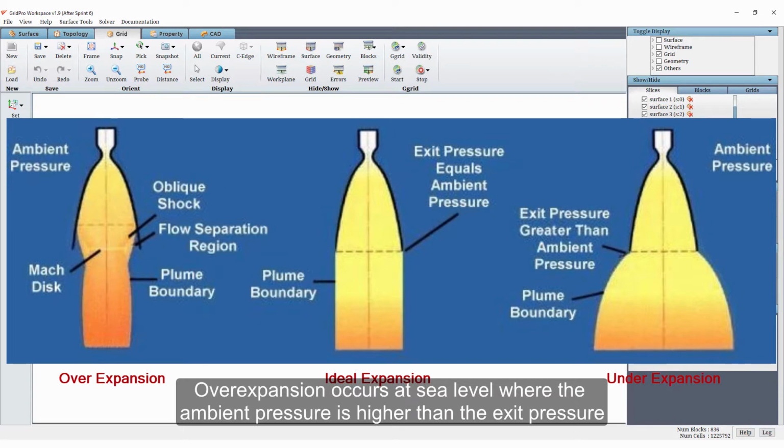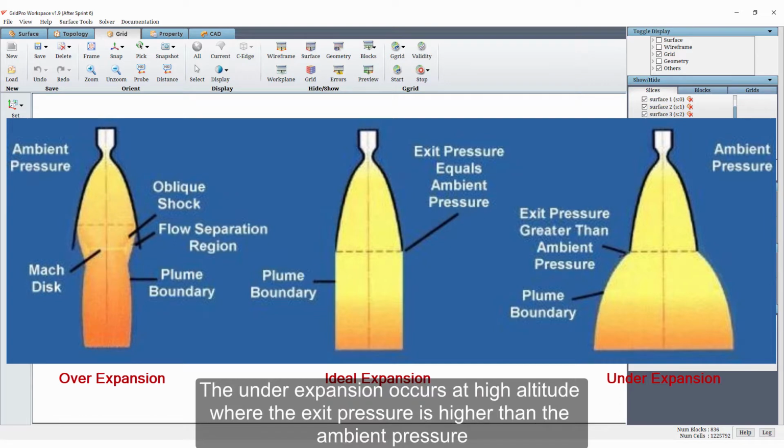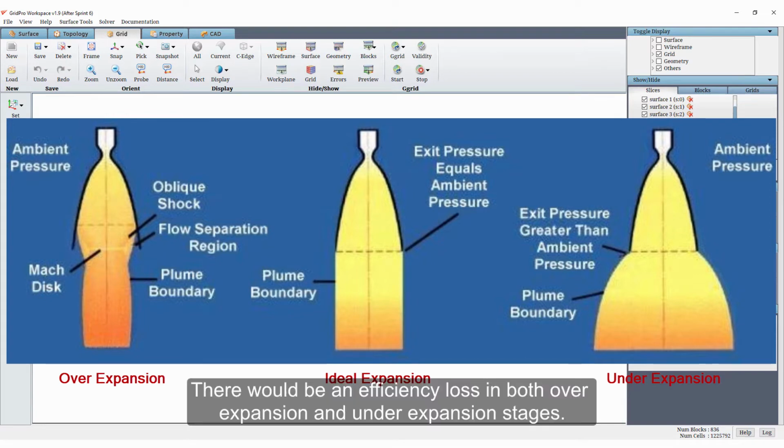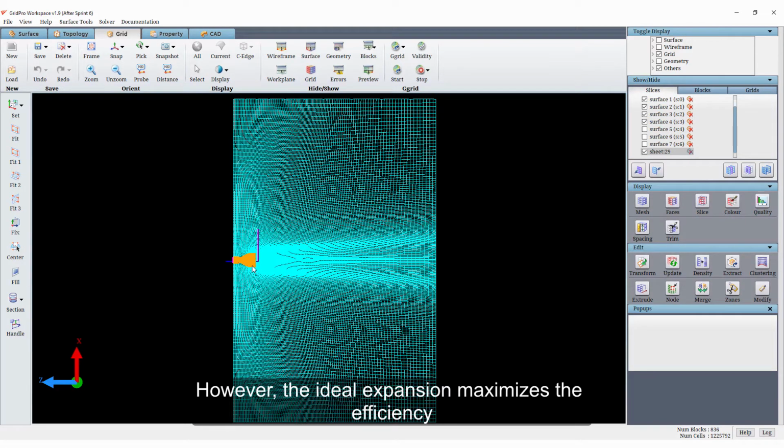Overexpansion occurs at the sea level, where the ambient pressure is higher than the exit pressure. The ideal expansion occurs at optimum altitude, where the ambient pressure equals the exit pressure. The underexpansion occurs at high altitude, where the exit pressure is higher than the ambient pressure. There would be an efficiency loss in both overexpansion and underexpansion stages. However, the ideal expansion maximizes the efficiency.